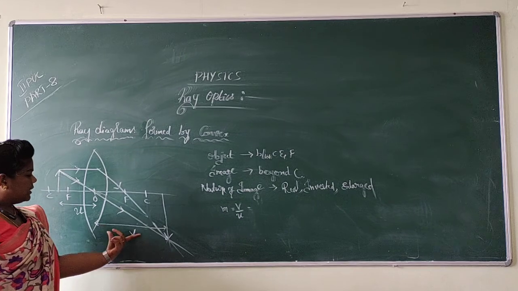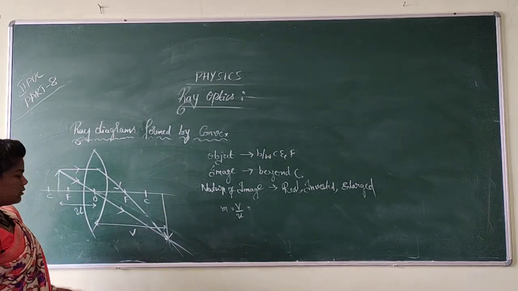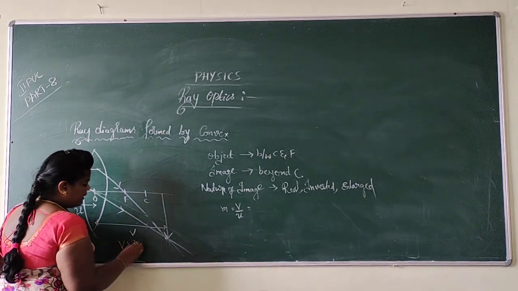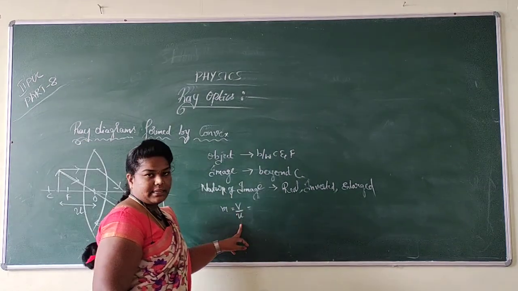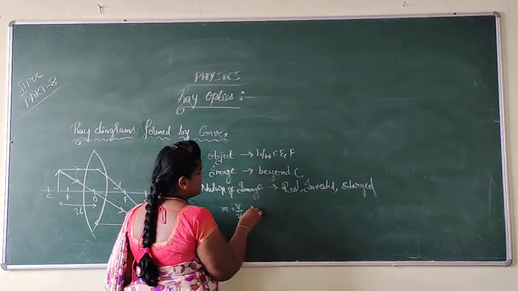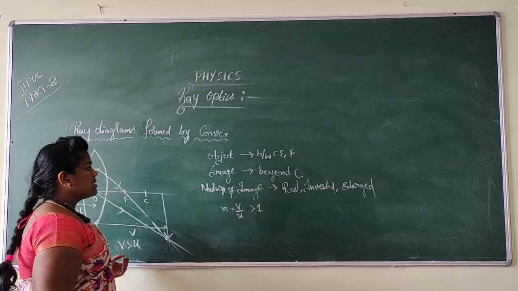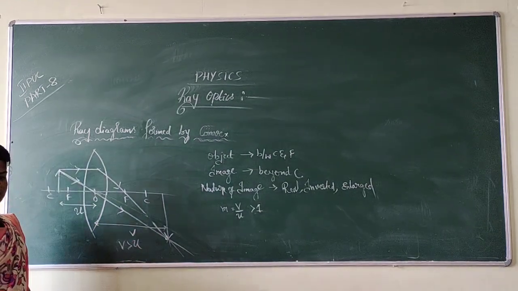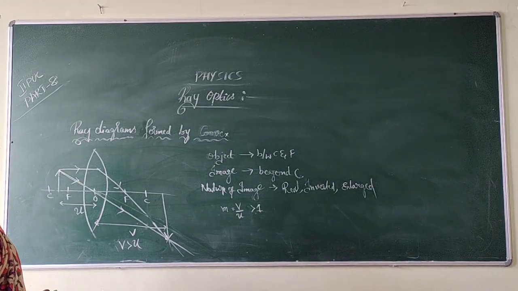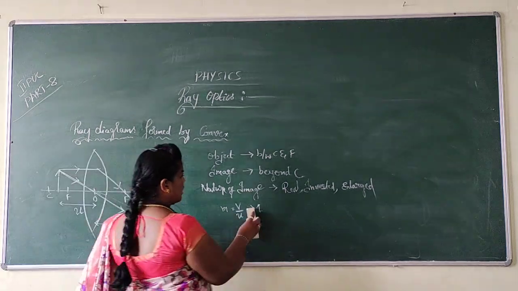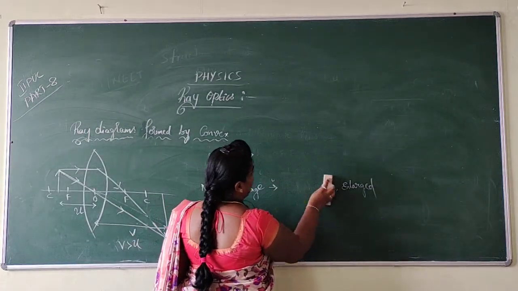Now we can observe that V is larger compared to U. So V is greater than U. If V is greater than U, magnification becomes greater than 1. So in this case, we will get the magnification which is greater than 1. So hope you got this. Now let us move to the other 3 cases.